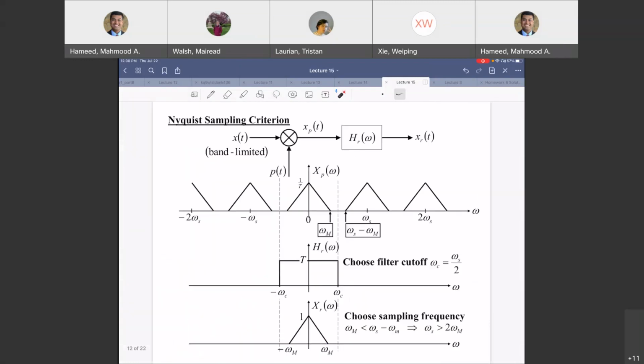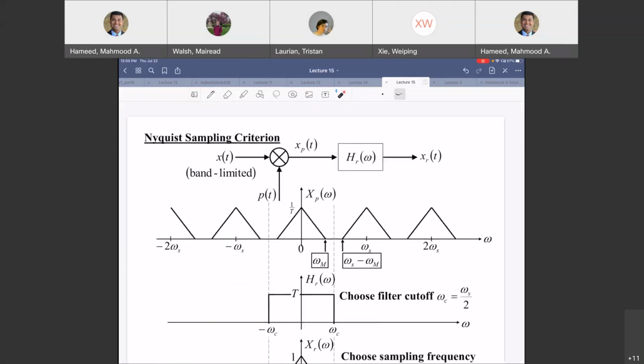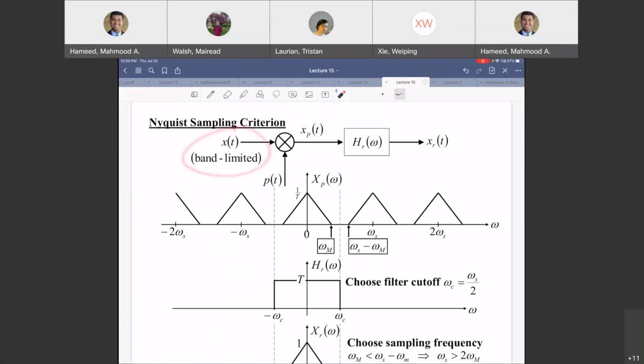All right, let's take a look at Nyquist sampling criteria. You have this band limited signal x of t. We are assuming that to be a triangle. You have multiplied with an impulse train, which meant that in frequency you convolve with another impulse train. Then you want to design a reconstruction filter at the end, right? Once you get a sampled signal, you want to reconstruct using some h sub r of omega.